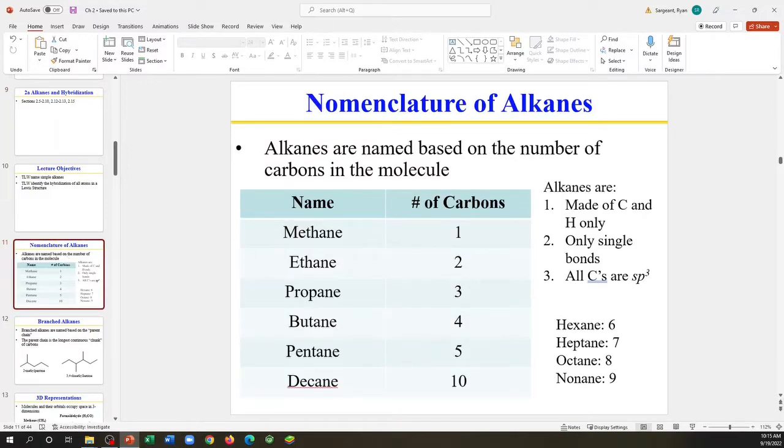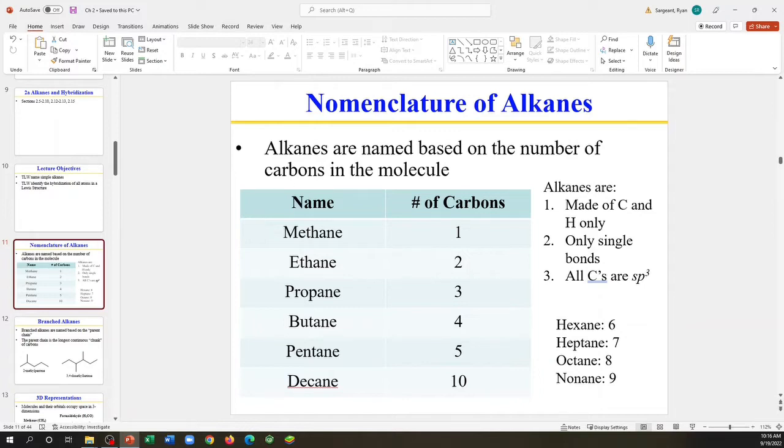There are three things that make an alkane. First, alkanes are made of carbons and hydrogens only. There are no other atoms. All of the bonds are single bonds, and all of the carbons are sp3 hybridized. Once you've met those three criteria, then you're dealing with an alkane. And we name the alkane based on the number of carbons found in the alkane.